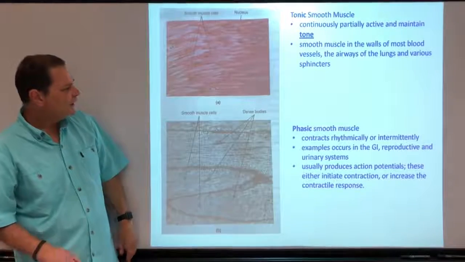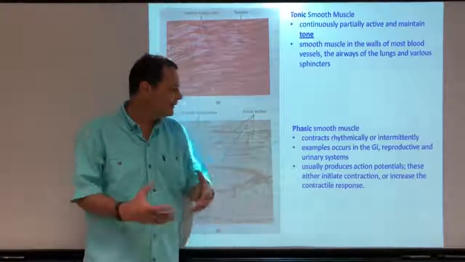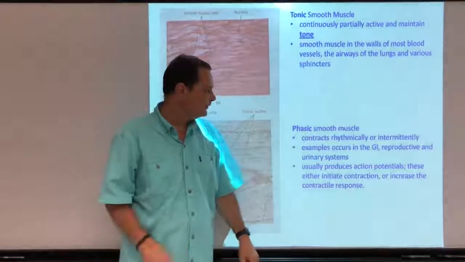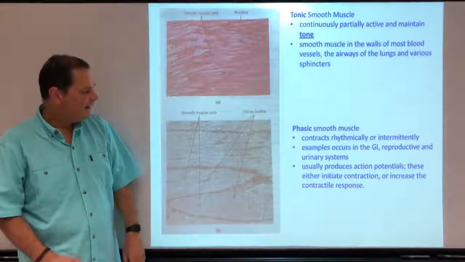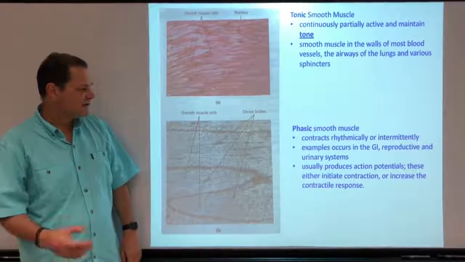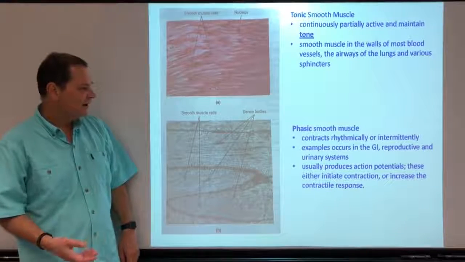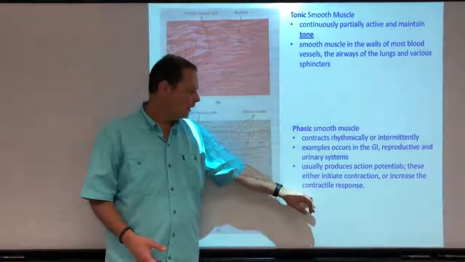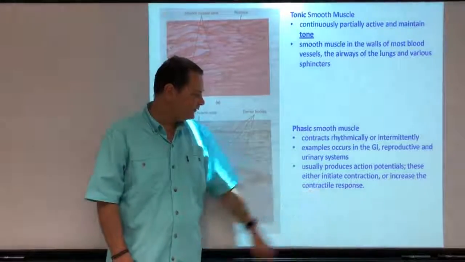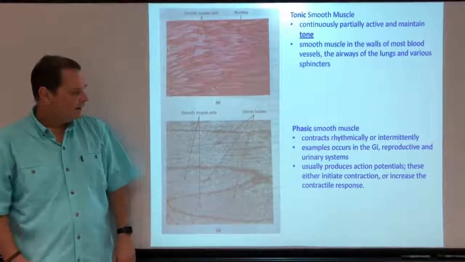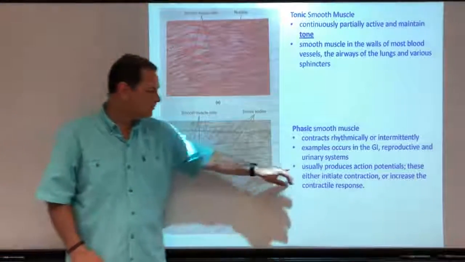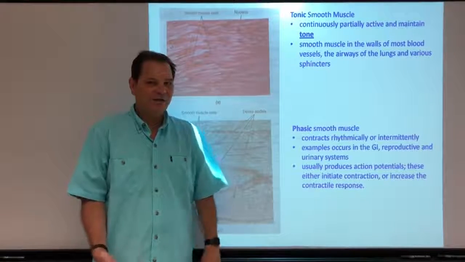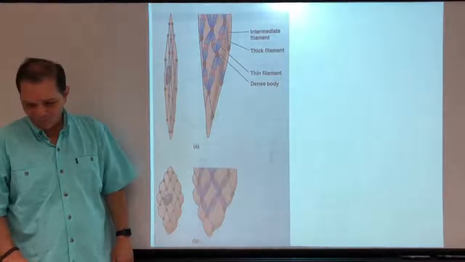Phasic smooth muscle contracts rhythmically or intermittently. You find it in the GI tract, the reproductive tract, the endocrine systems. They usually produce action potentials which initiate a contraction, or increase the contraction, and therefore increase the contractile response. Okay, usually the more action potentials you have, the more response you have in these sorts of muscles. Although that is not always the case, and I'm going to show you that in a moment.